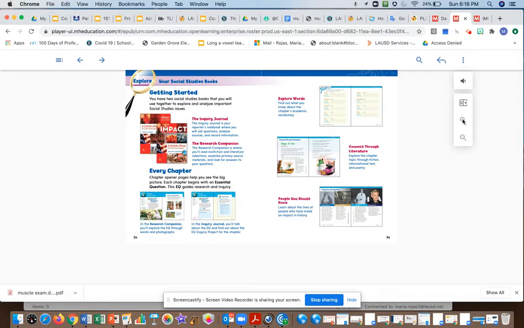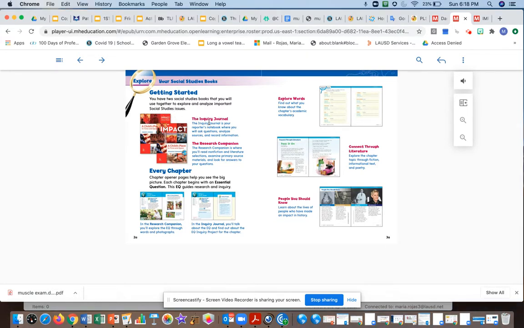Okay, boys and girls, we're going to start with our history lesson. This is a new history lesson, and you are going to have two books at home. Let me just read this. You're going to have two social studies books that you will use together to explore and analyze important social studies issues.